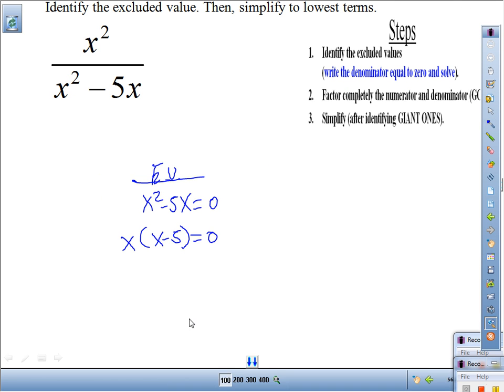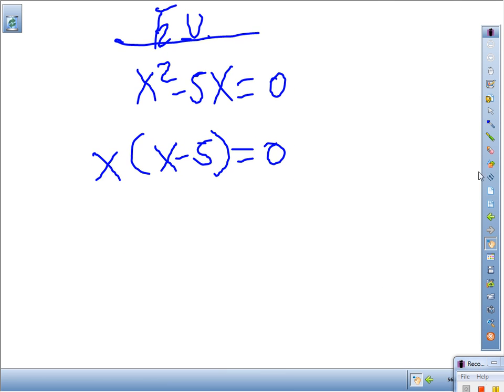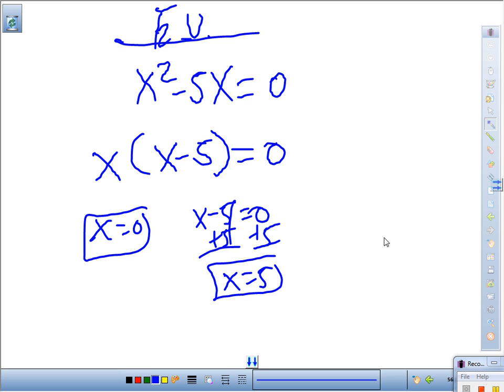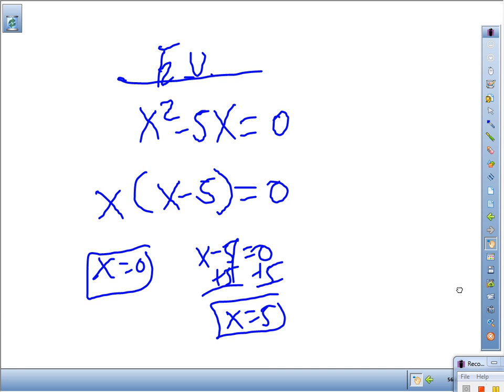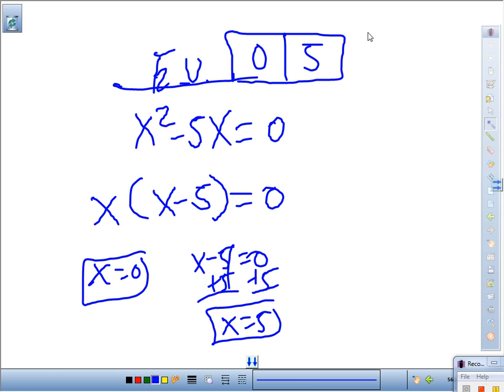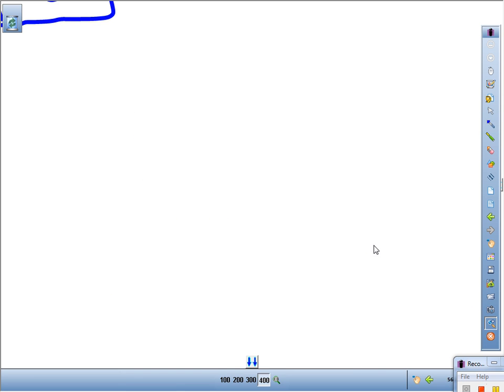Let me zoom in. Now that we have two factors, can we set each one equal to 0? Yes. x equals 0, and x minus 5 equals 0. Solve. This one's already solved, so I add 5. x equals 5. Now, instead of 1 excluded value, I have 2. My excluded values are 0 and 5. All right, so we're done with excluded values.